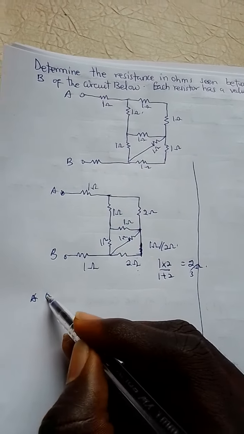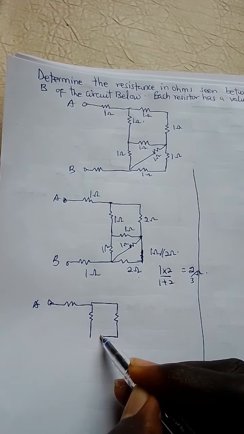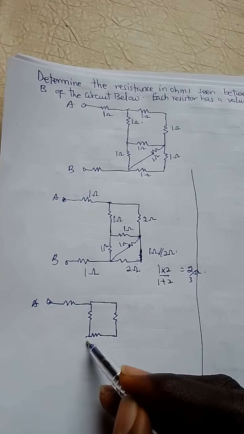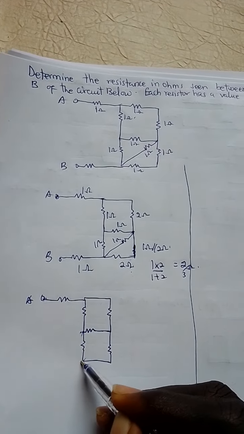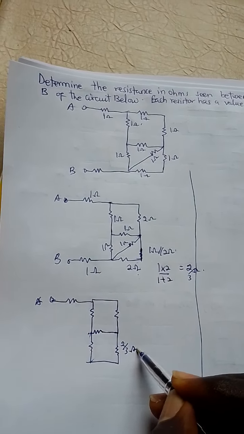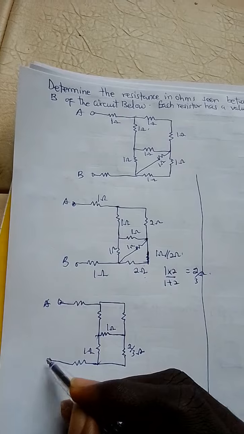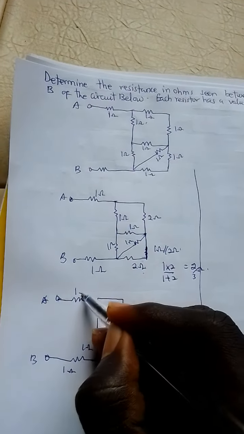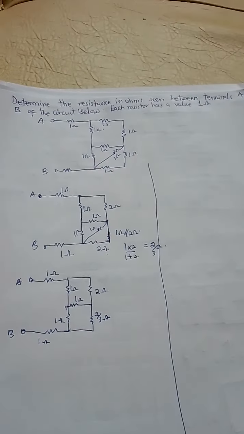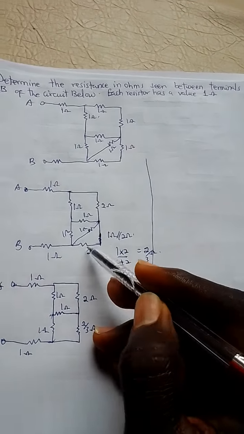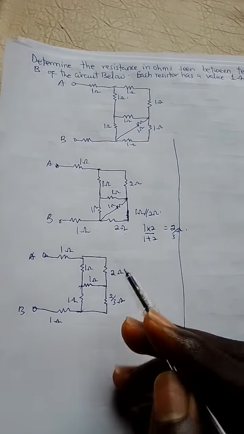I get my A, then have my 2 ohms, then I'll finally get a single resistor here, because this place will be 2 over 3 ohms, this place will be 1 ohm, 1 ohm. I'll finally have another 1 ohm here, 1 ohm here, and my 2 ohms and 1 ohm. So at this point I have combined the two here, so I'm having a reduced diagram here.